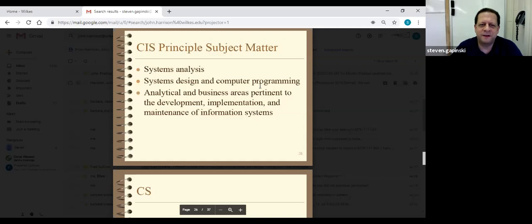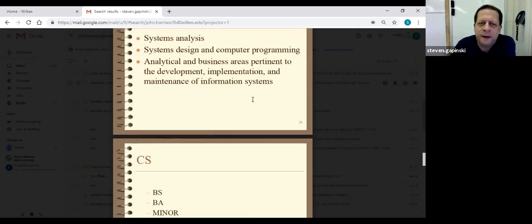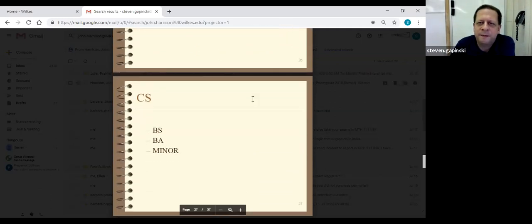Analytical and business areas pertinent to the development, implementation, and maintenance of information systems. So again, this is a bit of a rehashing of some of the stuff we had already mentioned, but it's out there on the slide.